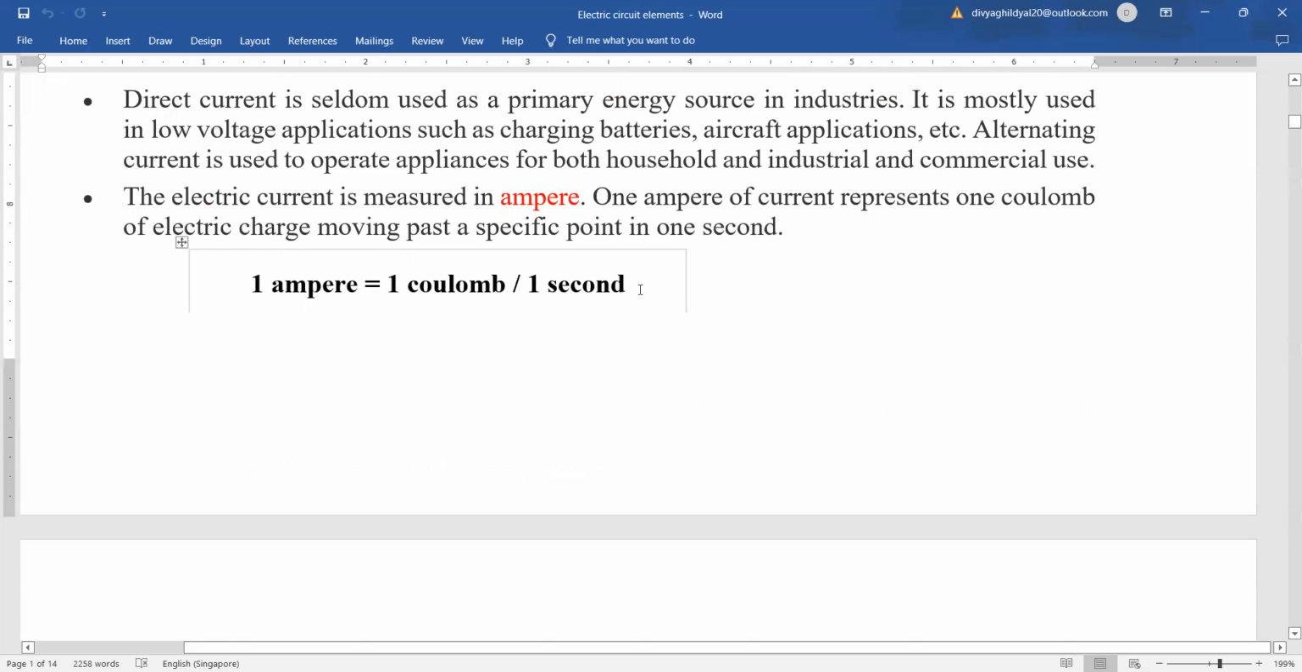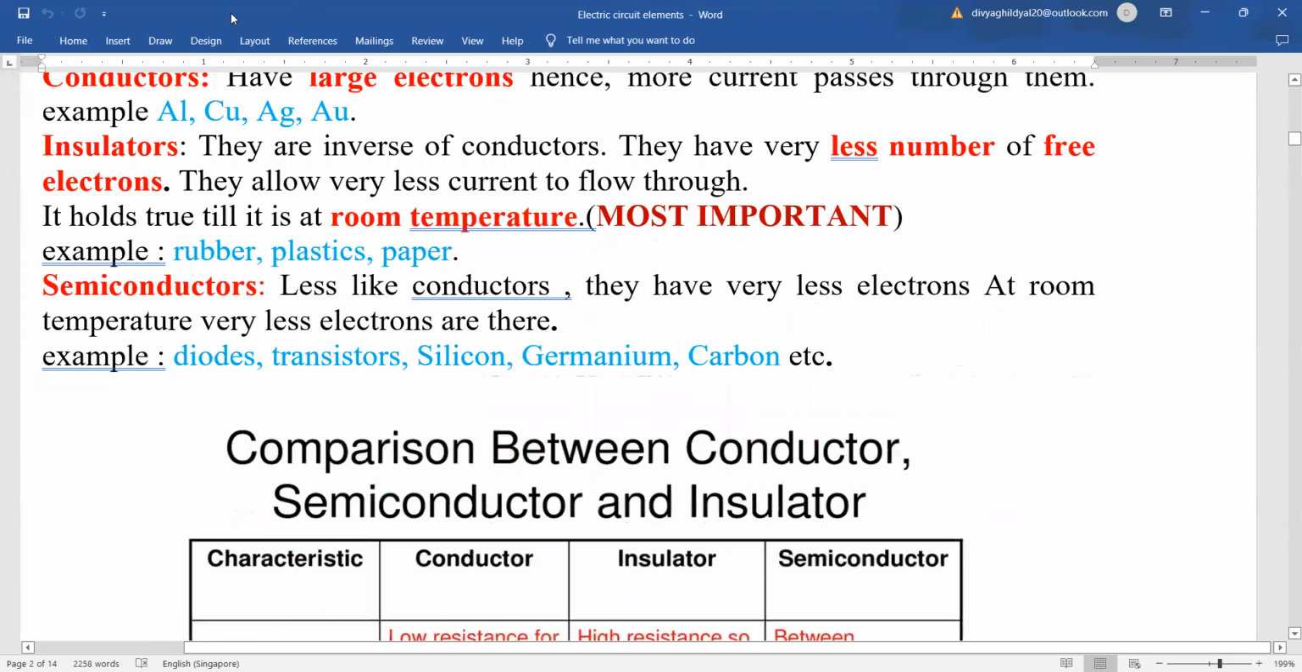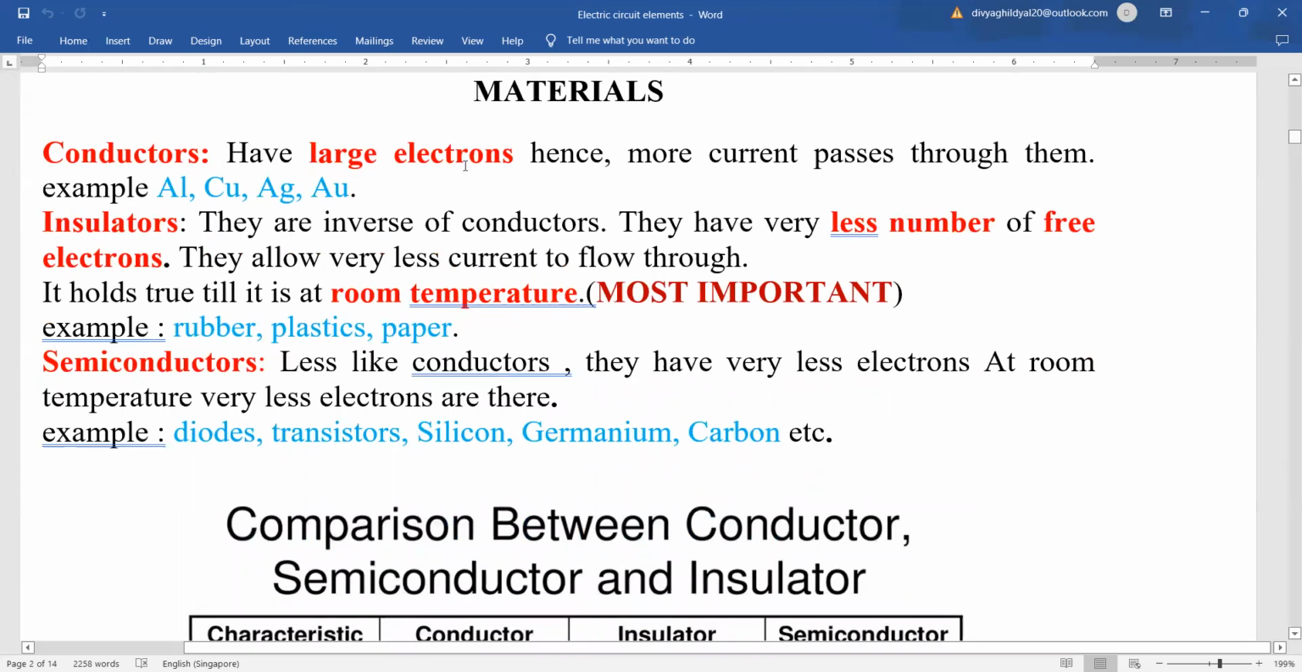This comes from the formula Q is equal to IT, where Q is charge, I is current, and T is time. Now, those materials which have large number of electrons and are good conductors of current are known as conductors. For example, aluminium, copper, etc. Those which have less number of these free electrons and are allowing very less current to pass through them are known as insulators. For example, rubber, plastic, etc.